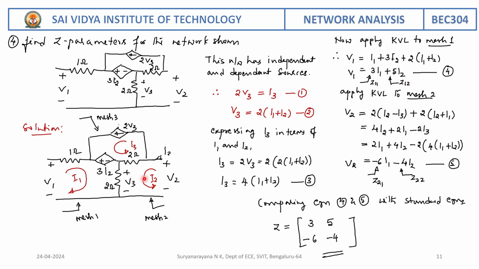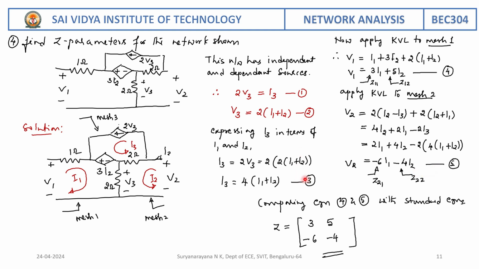Similarly, now let us write the KVL for second mesh. So here two currents are flowing in opposite direction, 2 into I2 minus I3, and here the currents are flowing in the same direction, so 2 into I2 plus I1. Simplify. Here I3 you will get. Substitute I3 is equal to 4 into I1 plus I2 and simplify. We'll get expression for voltage V2 in terms of currents I1 and I2.